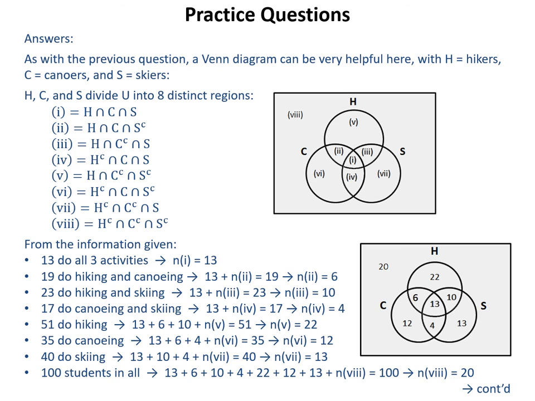So the last thing we do here is figure out the number that goes into the outside, the part outside the circles, region 8. The information we use for that is all of the numbers that we figured out in the steps above subtracted from the total, because we know there's a total of 100 students. So if we subtract all the numbers that go into the other seven distinct regions from 100, so from 100 we subtract 13 and 6 and 10 and 4 and 22 and 12 and 13, we end up with 20, and that's what goes into region 8.